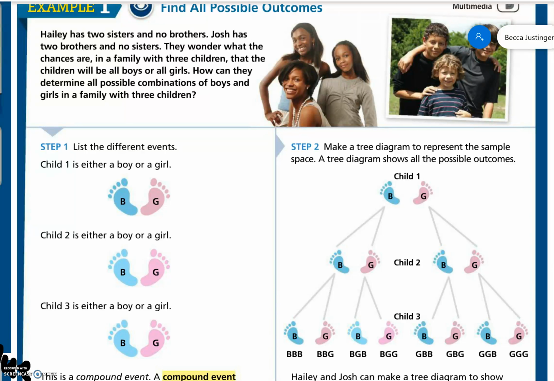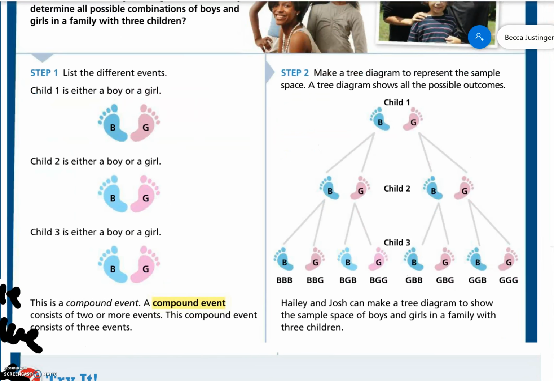So the different events is that child 1 is either a boy or a girl, child 2 is either a boy or girl, and child 3 is either a boy or girl. This is a compound event. A compound event consists of 2 or more events. This compound event consists of 3 events.